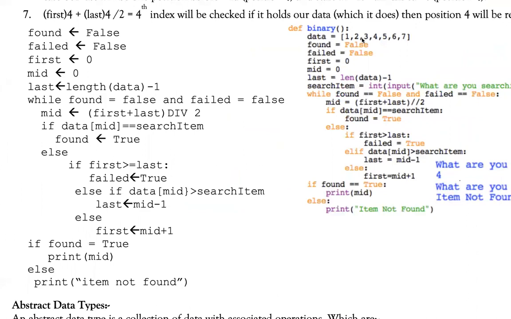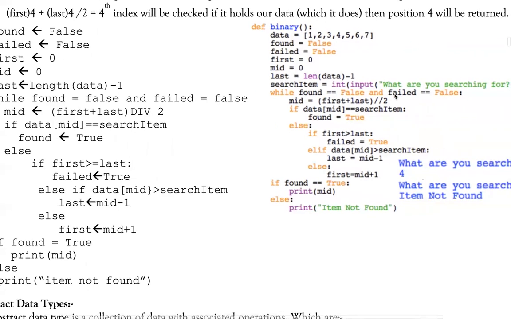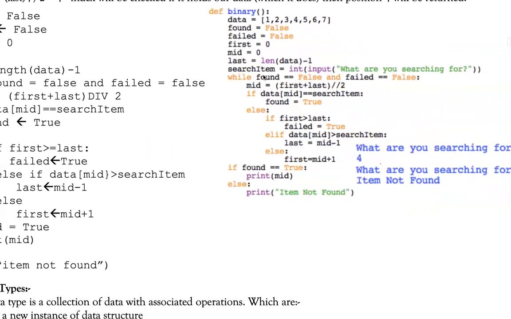This is the data array I'm looking for. We have assigned the flags found and failed with False, and assigned first and mid with 0. The last element: the length of the array will be 7, but my last element will be index position 6, length 7 minus 1. I will take an integer input of what I'm looking for in search item. While found is equal to False and failed is equal to False, my loop will keep on going.